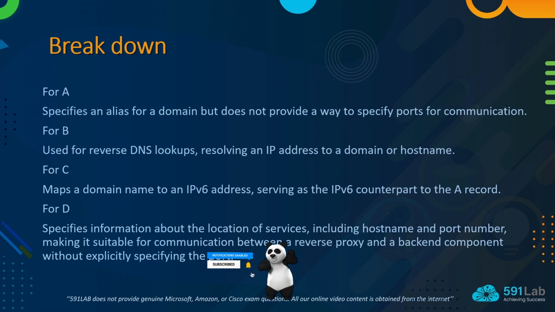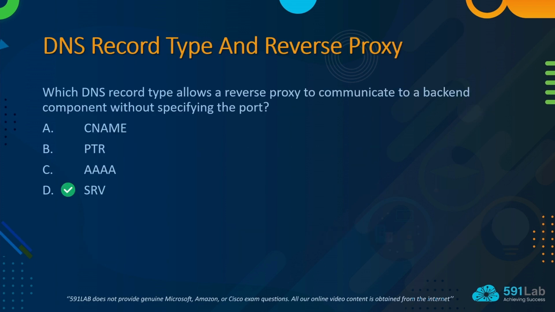For option D, the SRV record is used to specify information about the location of services in the domain. It includes information such as the host name and port number where the service is available. So in the context of the question, the correct answer is D. SRV records allow you to specify both the host name and port for a service, making them suitable for scenarios where a reverse proxy needs to communicate with the backend component without specifying the port.